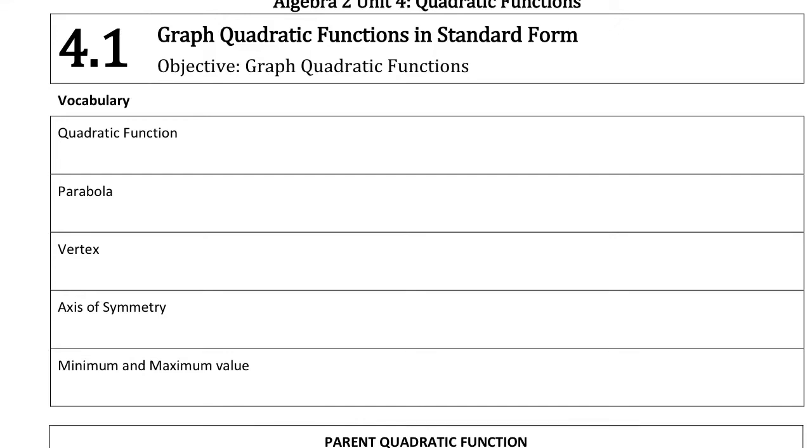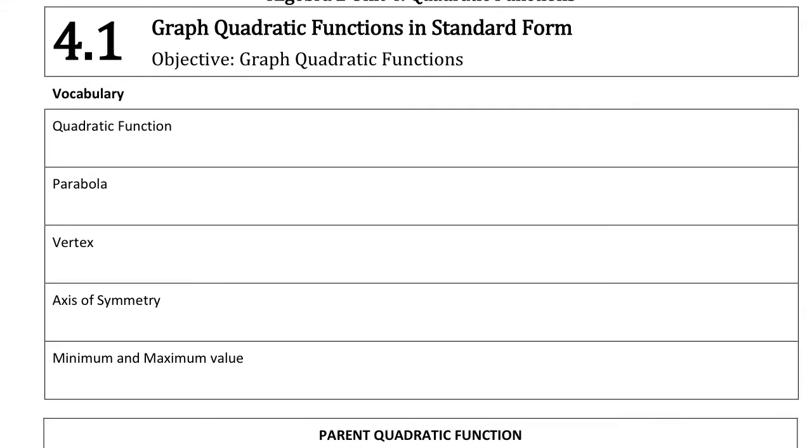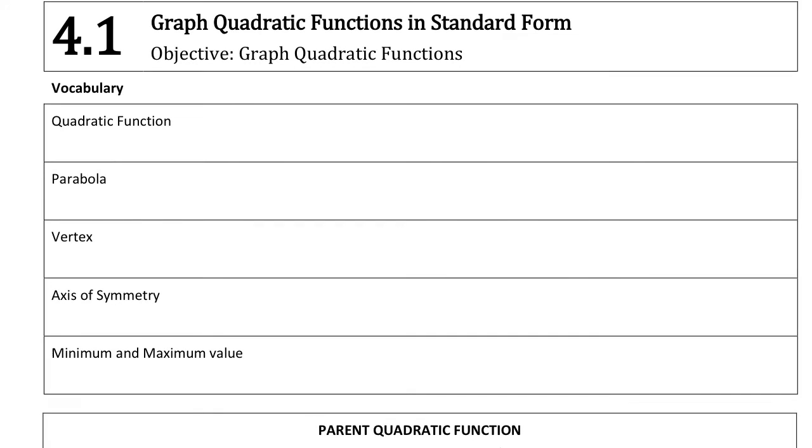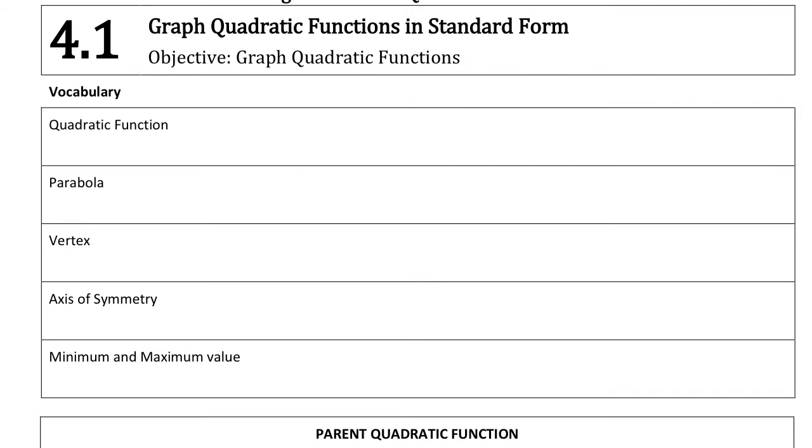Okay, so we are on Unit 4, and this is the first lesson in Unit 4. This lesson has quite a bit of vocabulary because this is probably a new concept for a lot of you. So we're going to talk about a new type of function called a quadratic function. And these vocabulary terms are mostly for you to know what I'm talking about when I use the words parabola, vertex, axis of symmetry, maximum, minimum value. So that vocabulary and those flashcards are important.